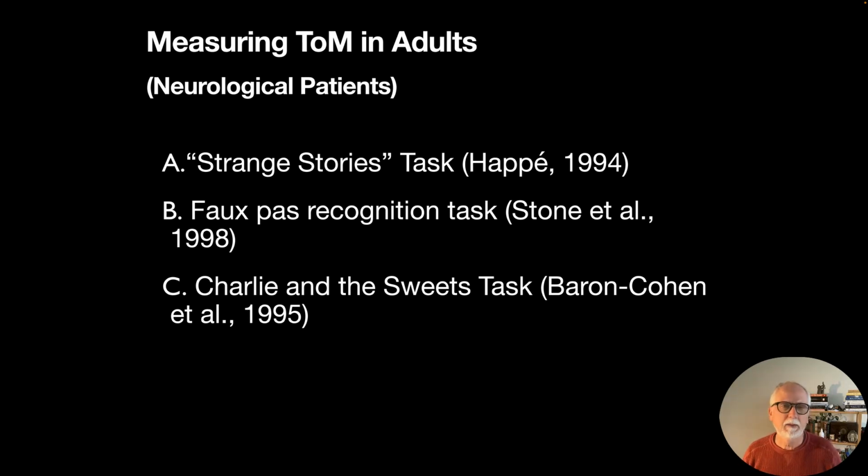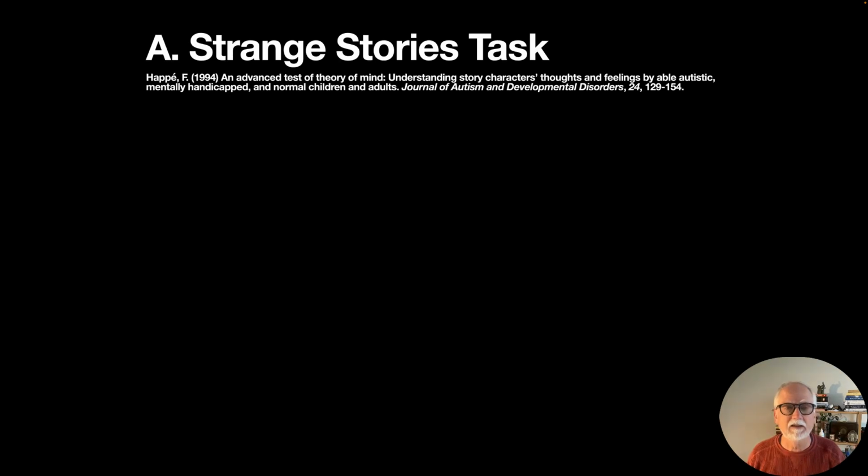Well, 3 possible tasks have been proposed and used by different groups. In fact, a lot of these groups are connected to Simon Baron-Cohen, who is sort of the leader in a lot of this work on theory of mind in neurological patients. They would be the strange stories task, the faux pas recognition task, and the Charlie and the sweets task. So what is the strange stories task? Well, this was developed back in 1994.